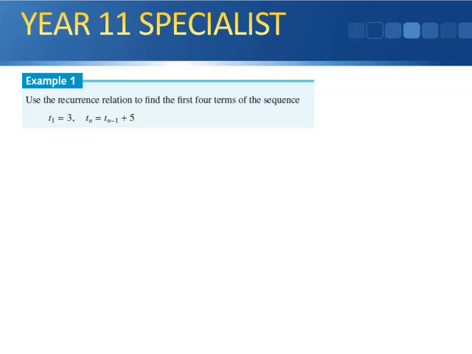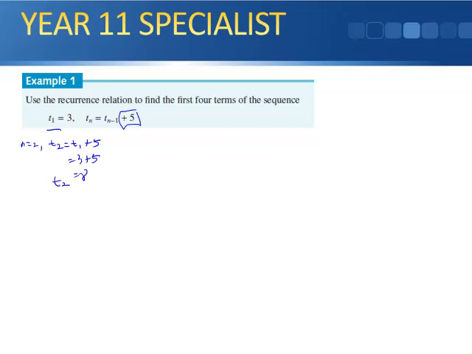It says use the recurrence relation to find the first 4 terms of the sequence. So they're giving me 1, so my next one has to be 2. So I want n to be 2. Now you don't need to do all this, but when n equals 2, you get t of 2, which equals t of 1 plus 5, which is going to be 3 plus 5, which means it's 8. So t of 2 equals 8.